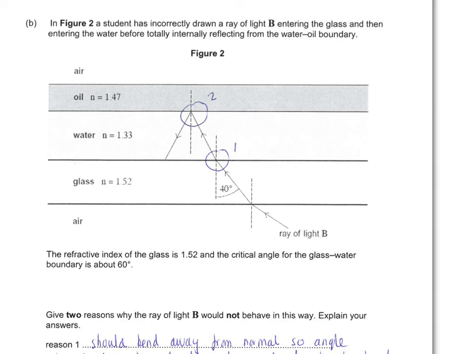Considering the ray as it continues, we now study the water-oil boundary. Here we're seeing we're passing from a lower to a higher refractive index. This means that total internal reflection will not take place. So although there may be a weak reflection here, there must be a refracted ray passing on into the oil. Since we're travelling from a lower to a higher refractive index, this refracted ray would bend towards the normal.